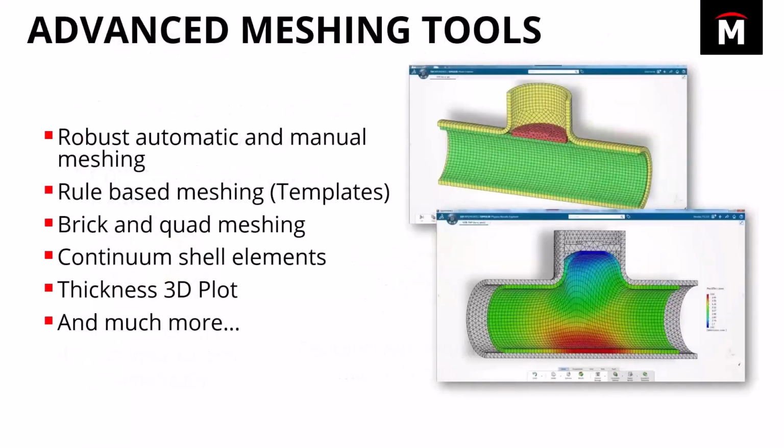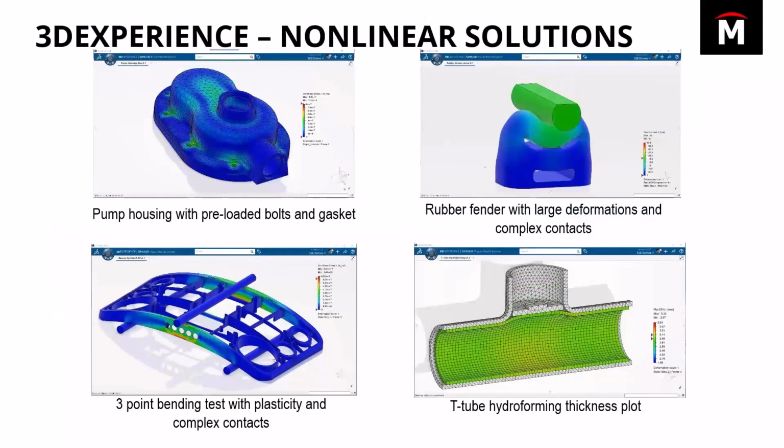Also, the meshing gets quite a lot cooler over here. We are not stuck with tetrahedral elements anymore. This is where you can get to hexahedral elements, brick meshing, continuum shell elements. It's all of the meshing that comes with Abaqus, but in a nicer, easier to use interface that connects to SOLIDWORKS. So contact and meshing stuck out to me as a big deal.